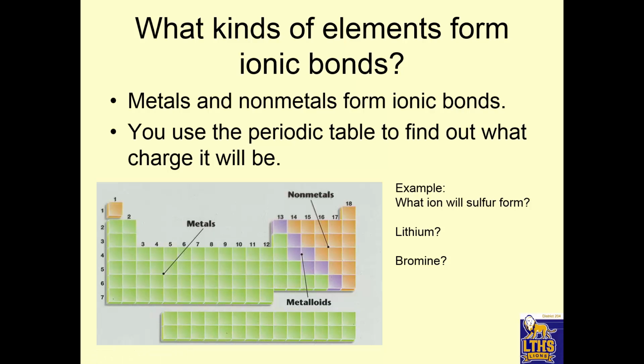Let's figure out what kind of elements form ionic bonds. I think you already know, but when the metals and the nonmetals get together, that's forming that ionic bond. So you can use the periodic table to help you find out what charge it will be. All right, so here's that stair-step line. That's your metals and your nonmetals. And this is group 1, group 2. Group 18 doesn't form ions. They have a full set.